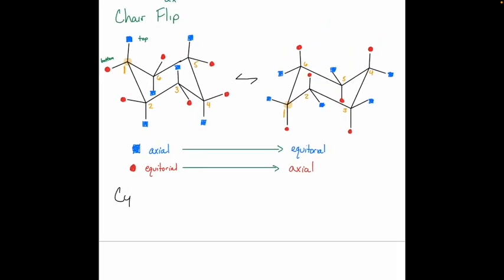Okay, for cyclohexane specifically, they're all just hydrogens, right? All of these bonds are just hydrogens. So these two chair conformations are going to be energetically equivalent. It's not like one's better than the other. So it's constantly jumping back and forth between the two, but it spends about 50% of its time in one structure and 50% of the time in the other structure. Not one of them is more favored than the other. They're all just carbon-hydrogen bonds in the axial and equatorial position.